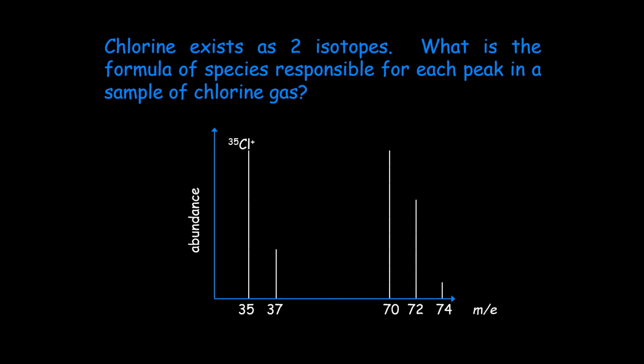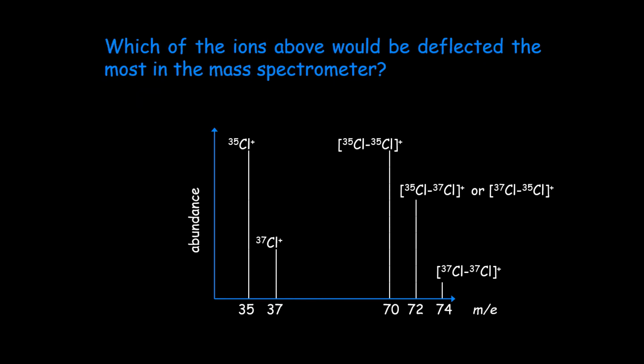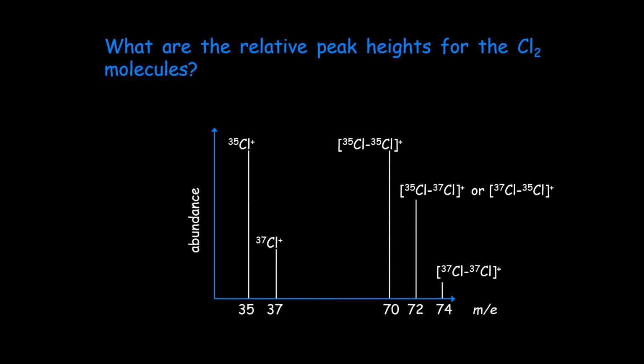So, chlorine 35 plus, 37 plus, and these are the diatomic gases. So the first one is going to be 35 plus 35, or 35 plus 37, and 37 plus 37. The Cl35 plus is going to be the most deflected because it's got the lowest mass to charge ratio out of the 5 species present. The ratio of the diatomic gases is going to be 9 to 6 to 1.